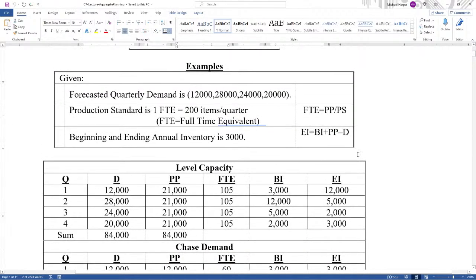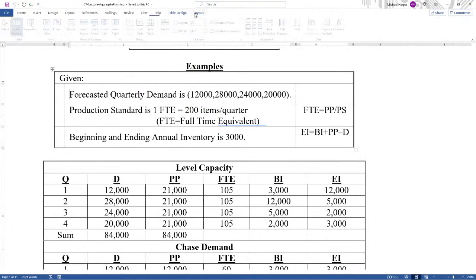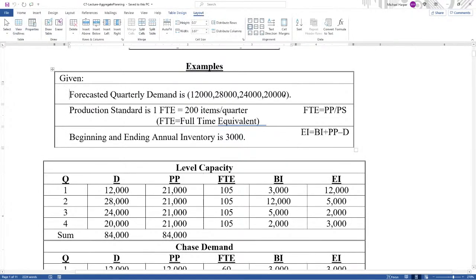Let's start with an example. Suppose you had a forecasted demand for quarters 1, 2, 3, and 4. In the first quarter, the demand was 12,000. You then had to satisfy 28,000, 24,000, and 20,000.